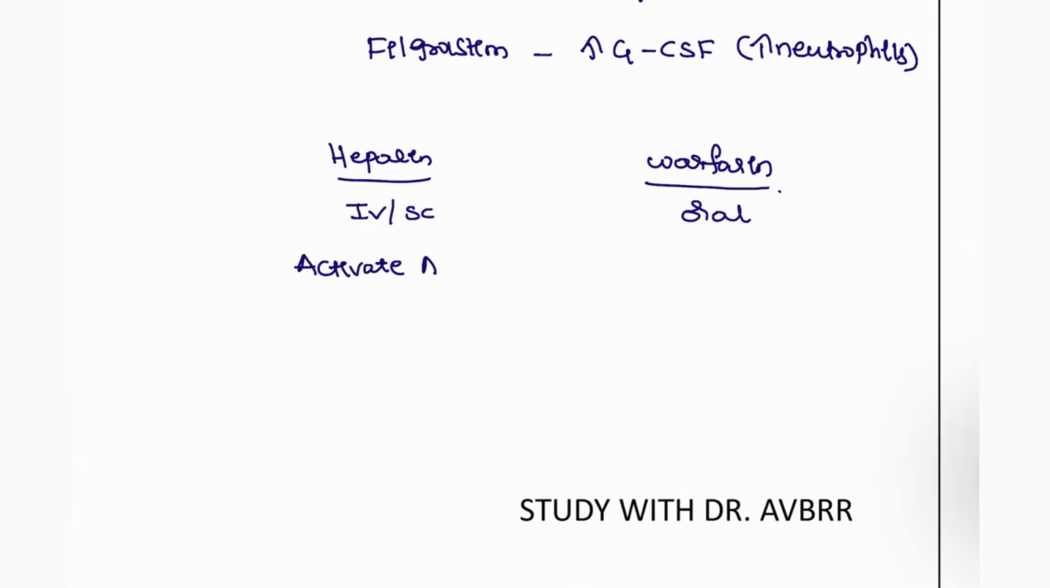Okay, but how is it going to act as an anticoagulant? Heparin will activate antithrombin 3. And warfarin is going to inhibit vitamin K. Vitamin K inhibition will be seen in this patient. Vitamin K acts on clotting factors 2, 7, 9 and 10. So these are the vitamin K important factors, right? So what happens? The coagulation will be decreased in this patient, right?